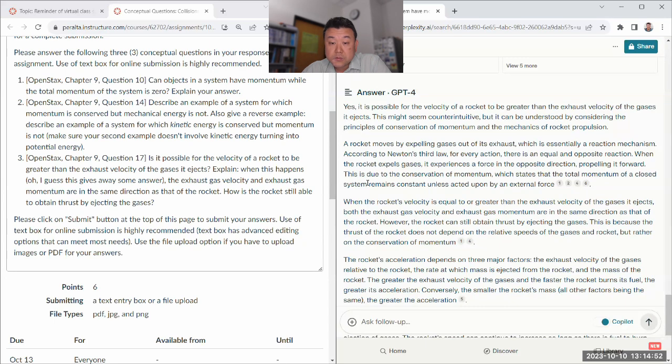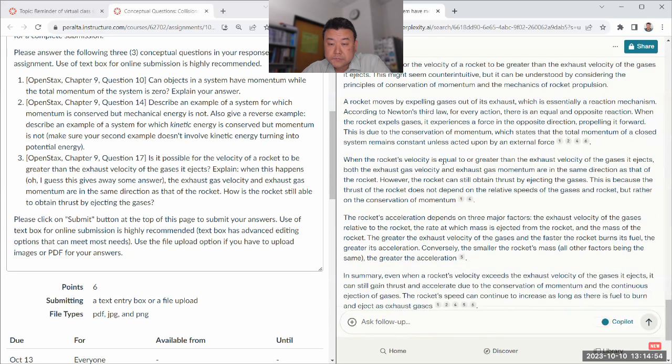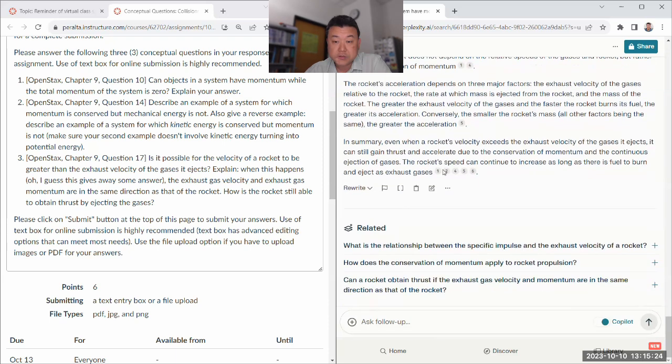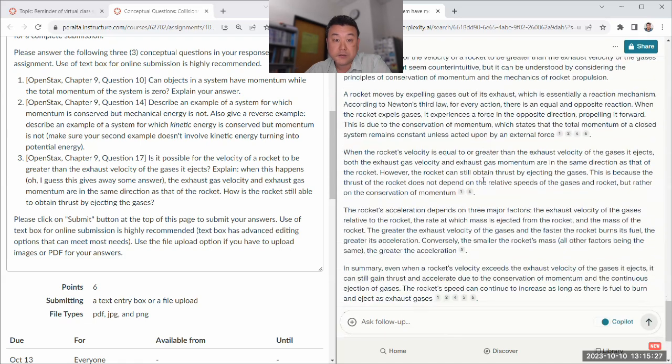We just state that the velocity is equal or greater. They are going to be in the same direction of motion in reference to the frame where the rocket's velocity is greater than the exhaust velocity. But the exhaust gets left behind, then the rocket carries away the extra momentum. That's a good answer. Good detailed answer.